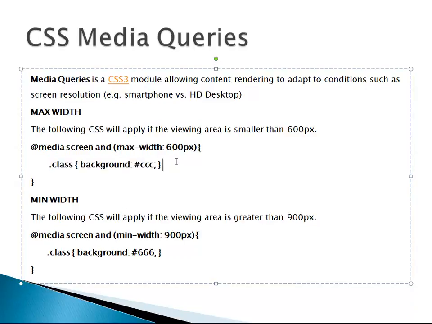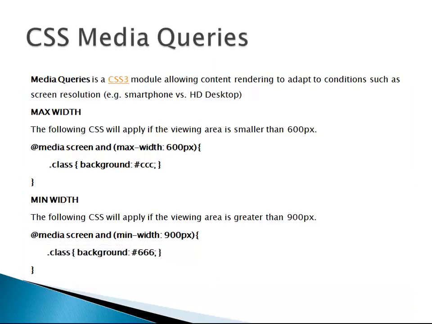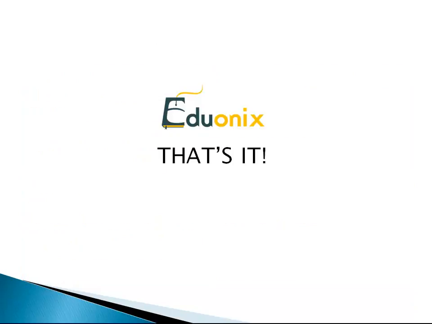So you can imagine how helpful this would be. We have the min-width as well. So here we have min-width 900 pixels. So this class with the background of dark gray would be applied only if the screen is 900 pixels or more. Okay, so that's it. Next we'll be talking about JavaScript and jQuery in mobile development.